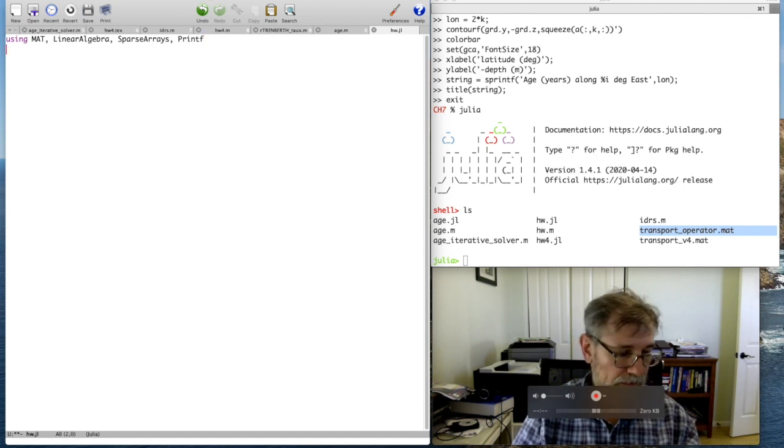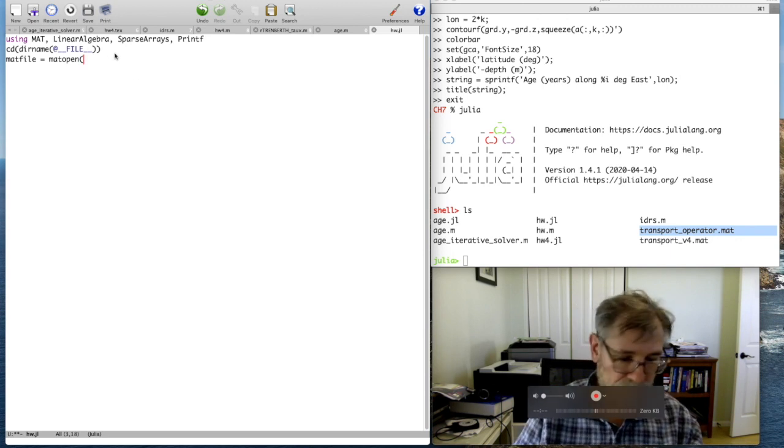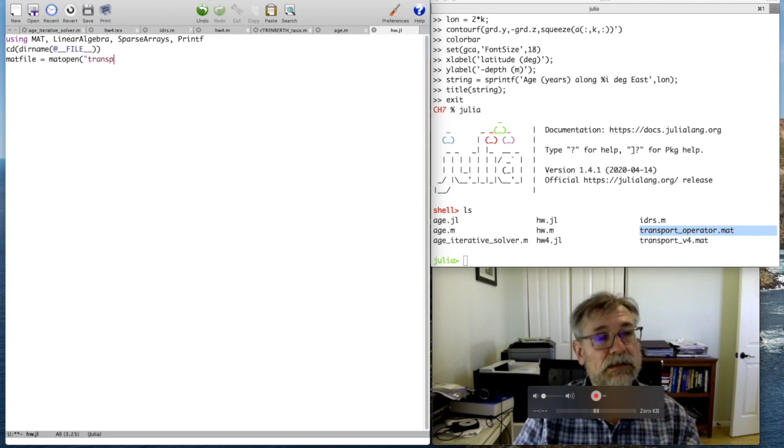Okay, and then we want to change the local path, dirname, to where these files are. File, like that, and matfile is equal to matopen. So matopen is part of the MAT package. How to open a MATLAB file, transport operator.mat.